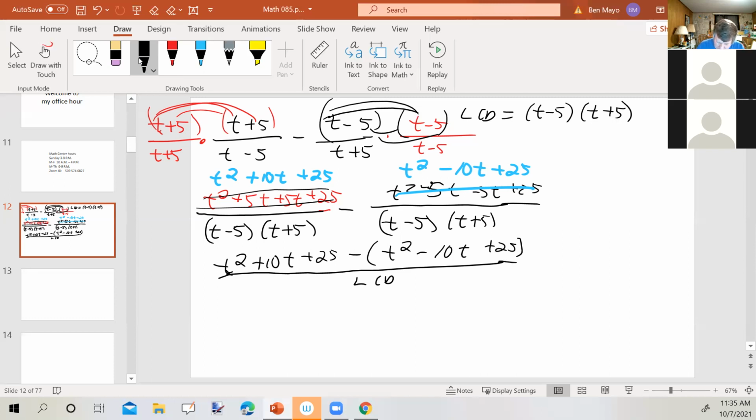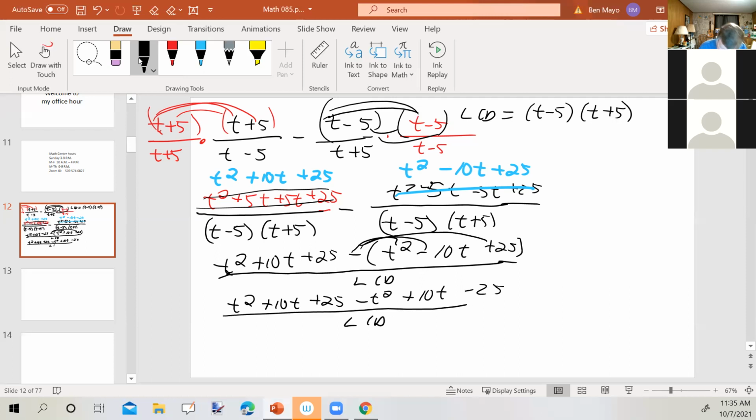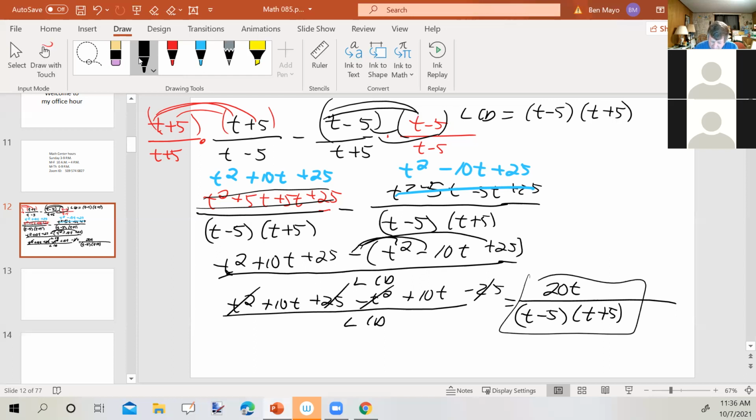So then I've got t squared plus 10t plus 25 minus t squared, minus times minus plus 10t, minus 25 all over the LCD. Combining like terms, t squared and minus t squared cancel. 25 and minus 25 cancel. So I've got 20t over the LCD, which is t minus 5 times t plus 5. Now, there's no factor that's common to the numerator and the denominator. So this is going to be your final answer.